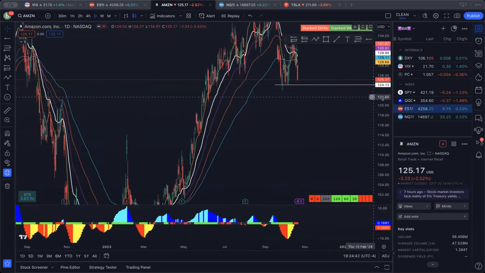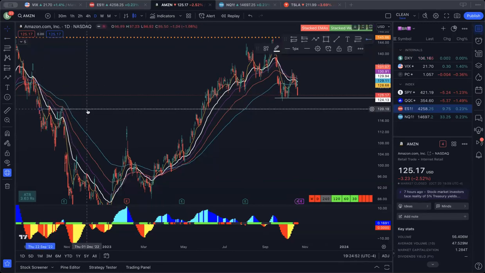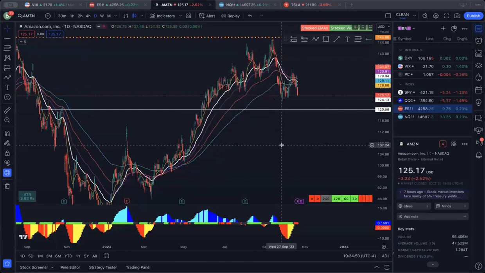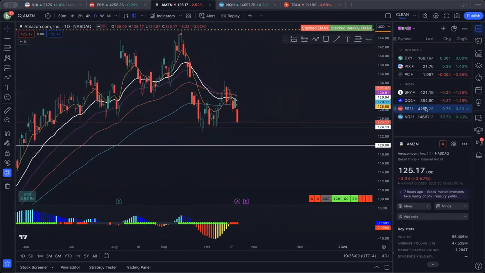This daily squeeze could easily fire off and get us back to 420. Throw that on there. This one looks like an easy move to 420. And then that's Amazon.